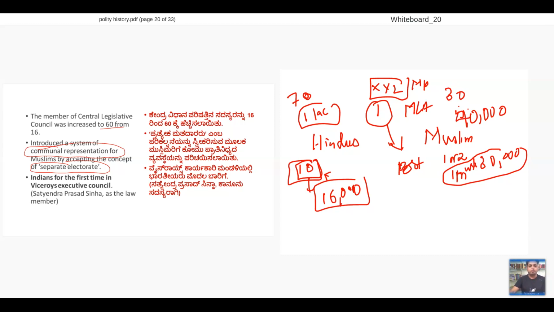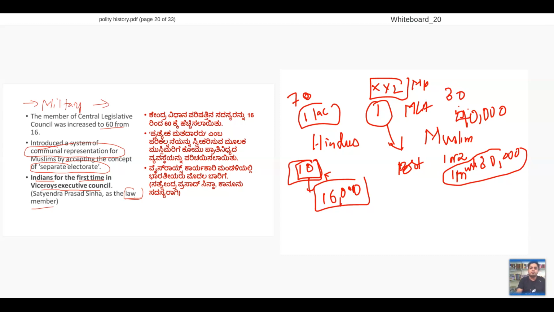And one more important thing happens here. What is that? Another important thing: Indians, for the first time, in the Viceroy's Executive Council. So we had Indians in the Legislative Council, but for the first time we will have a law member, that is Satyendra Prasad Sinha, who will be the first Indian to enter the Executive Council as a law member. See, here also they didn't give him military. They never gave military to us.